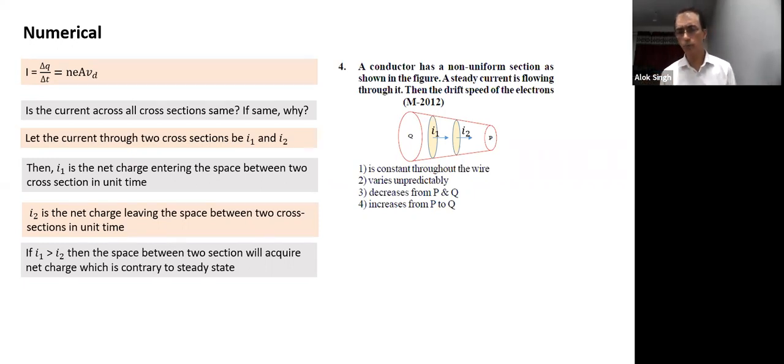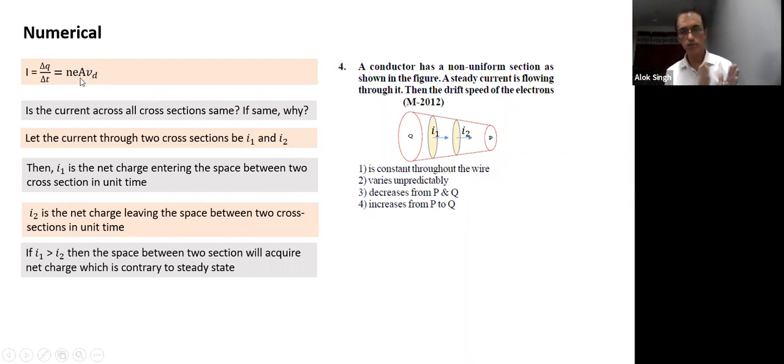So this is one important, very minor point: for any cross section of a conductor, the current across it has to be the same. Only then will accumulation of charge not take place, and we have a steady state. So current is the same. Now, if current is the same, can n change? n cannot change here: same material, same temperature, E is constant. If the current is constant, the product of area and drift velocity has to be constant.